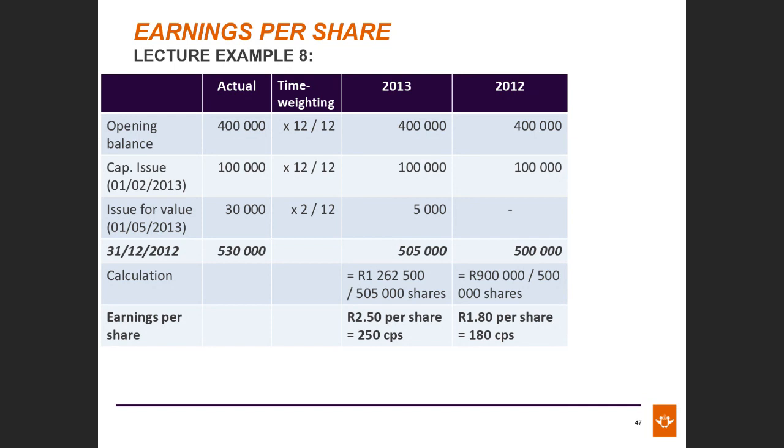And remember, we want the prior year to be comparable. So even though the capitalization issue happened in 2013, for purposes of calculating our earnings per share, we need to add this in to the 2012 year. So we need to make it comparable, okay?